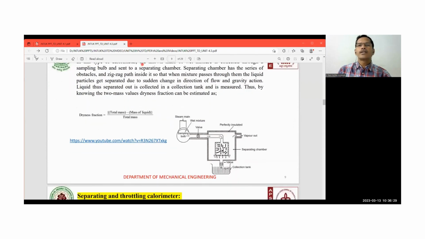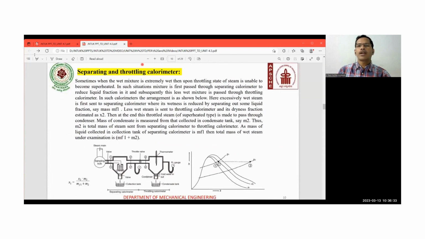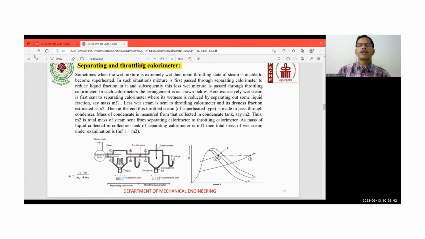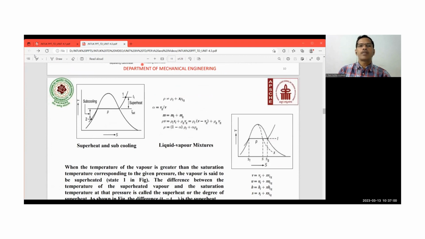So this is the steam separating calorimeter. Like that, there is also a combined separating and throttling calorimeter. So this is the diagrammatic sketch. Please go through that and try to find out the quality of a steam and identify its significance. At what time you have to go for the throttling calorimeter, when you have to move on to the separating calorimeter, and what is the necessity of the combined separating and throttling calorimeter. All these things are covered on that particular slide.